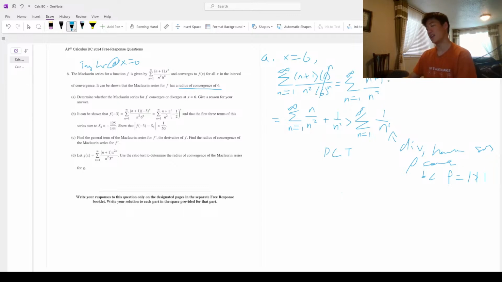You can also do a limit comparison to the harmonic series, but that's more writing, and I want a mouse, so I'm not going to do that. I'm going to do the direct comparison test. Basically, the series is greater than the harmonic series. If it's greater than the divergent series, it also diverges.